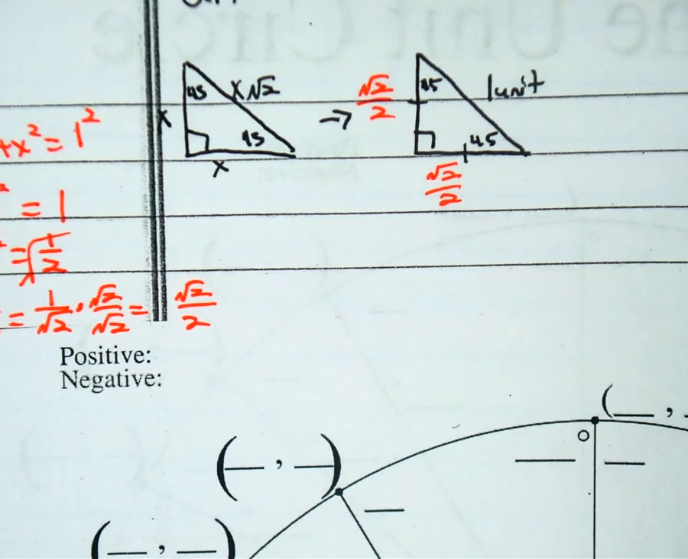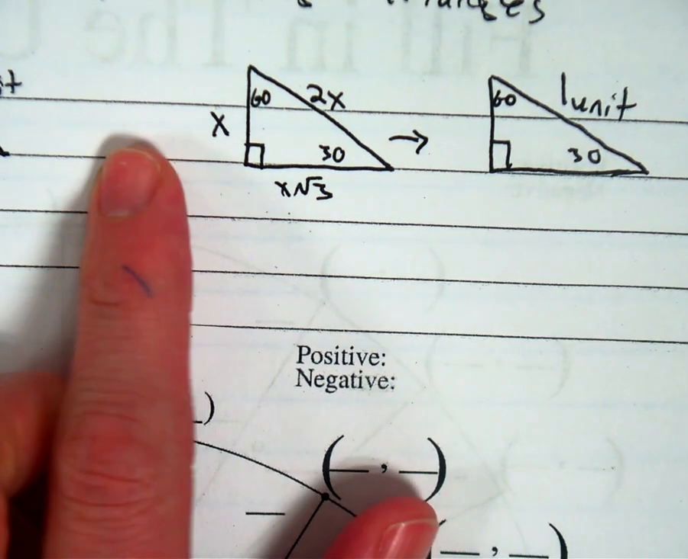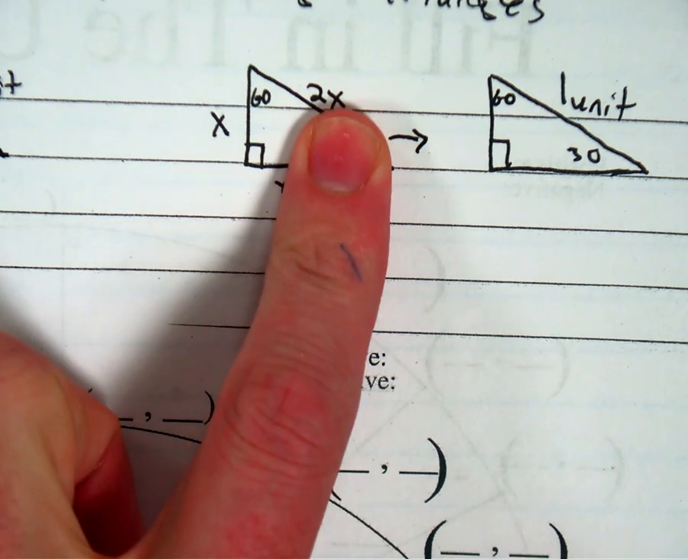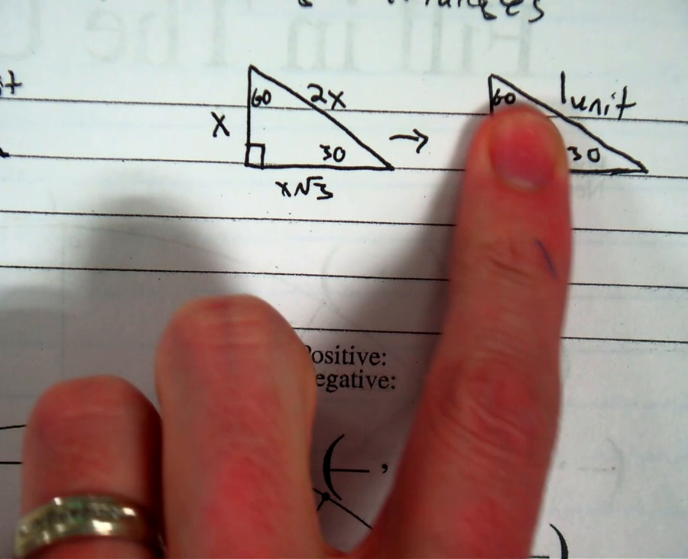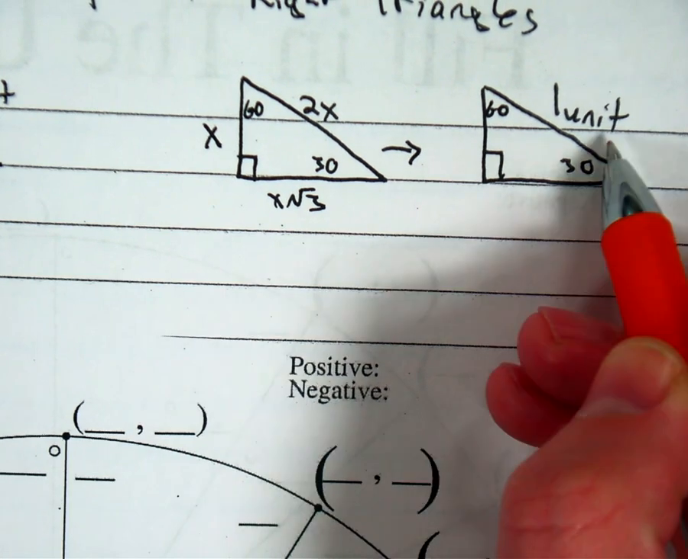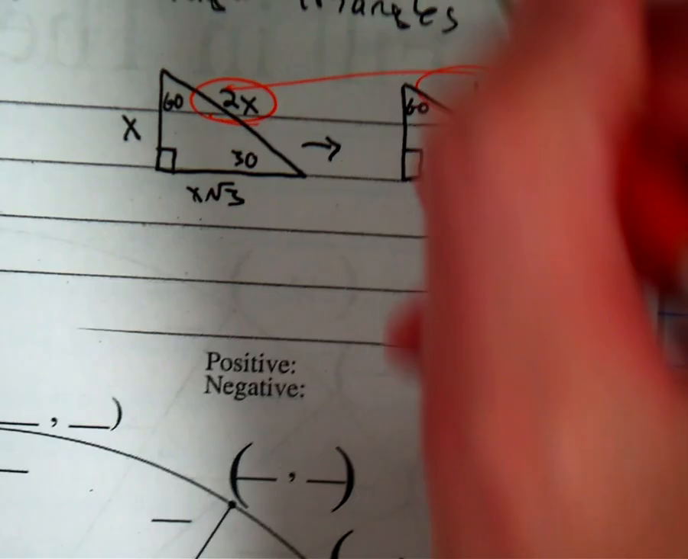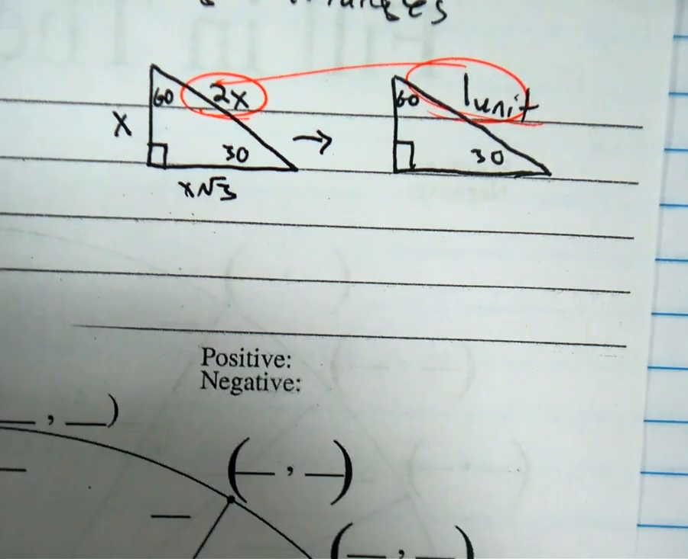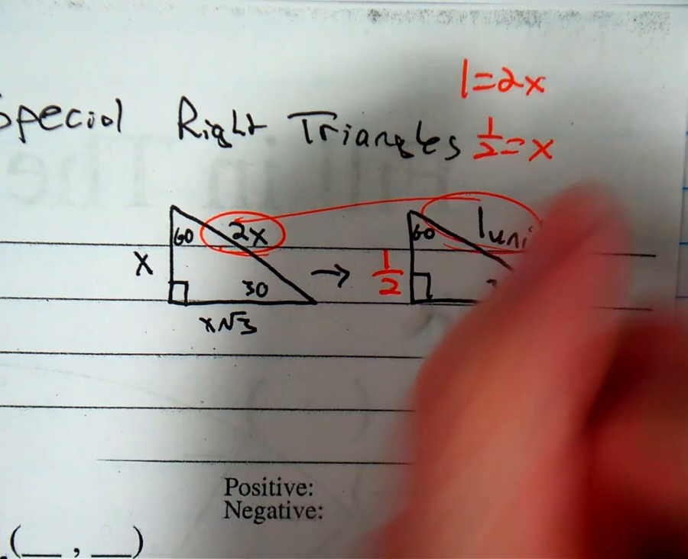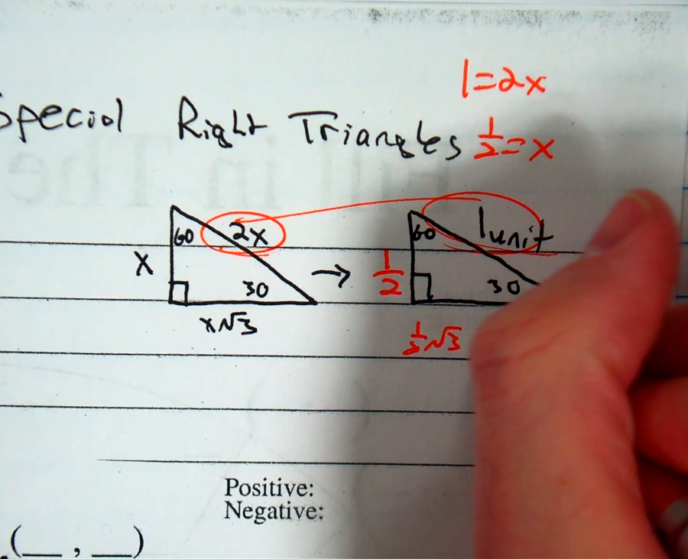The other special right triangle that we have is a 30-60-90. Again, your teacher might have used S for side or L for leg. I just use x, x radical 3, 2x. Again, the hypotenuse is going to be the radius in our unit circle. So if the hypotenuse is 1 unit, and the 1 is on the hypotenuse side, 1 is 2x. That means x equals 1/2.